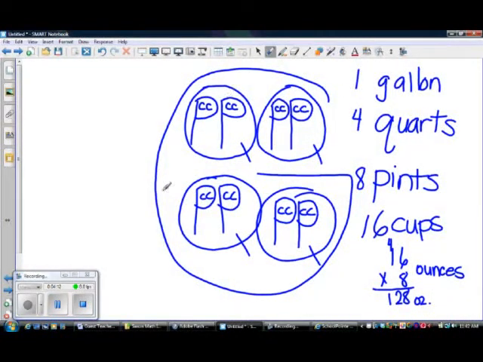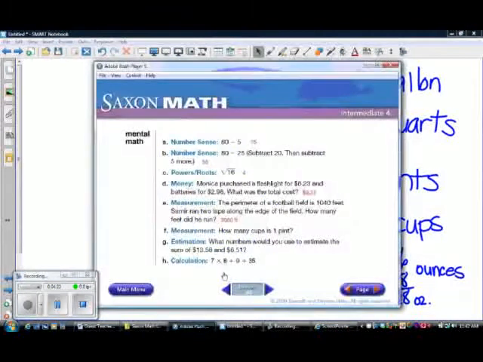So if you can draw the gallon house, my daughter's had to do this several times on tests that deal with measurement, liquid capacity, and she says it always helps her. So you might want to practice drawing the gallon house. So how many cups is 1 pint? Think of the P. How many little C's?